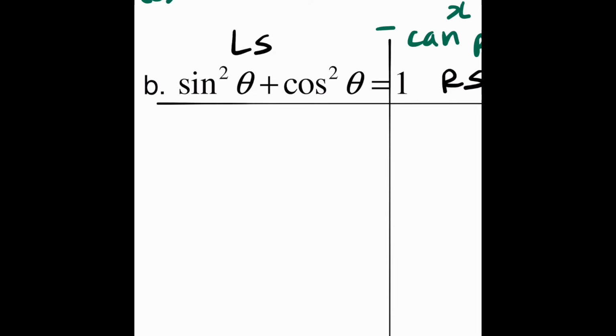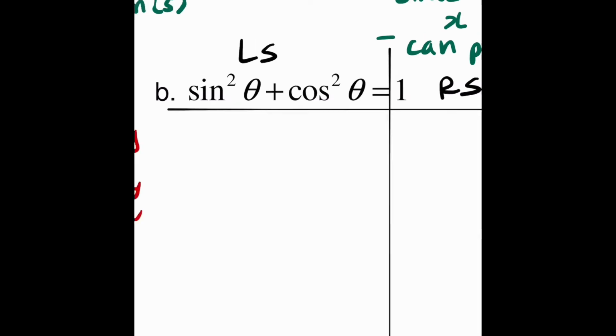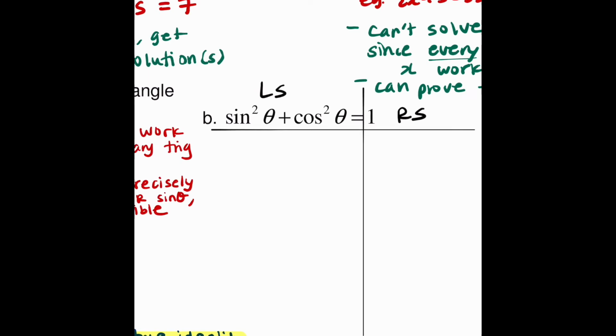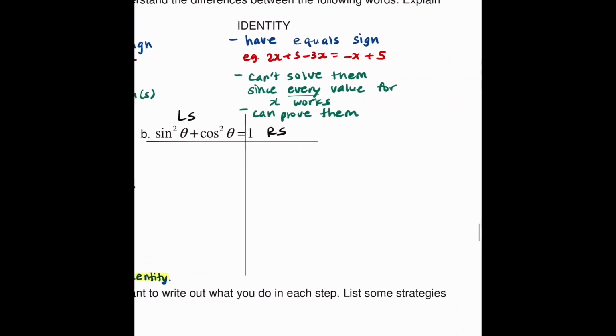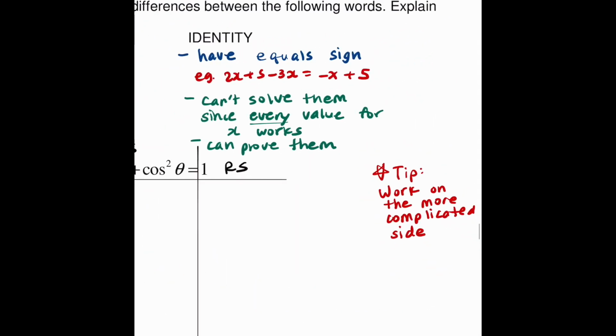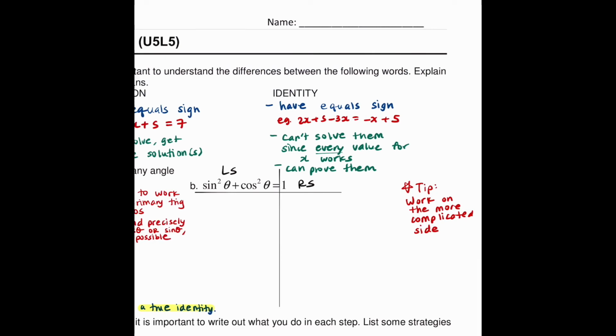So I'm going to use the same strategy as the one before. Okay, let's see. We have sine squared plus cos squared theta equals 1. So a general approach is to work with the more complicated version. Between the two, one is very simple. That means I want to work on this more complicated side. So let's start off. This is a little tip I've added.